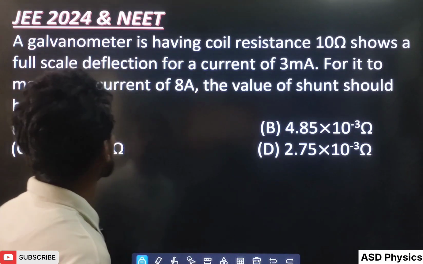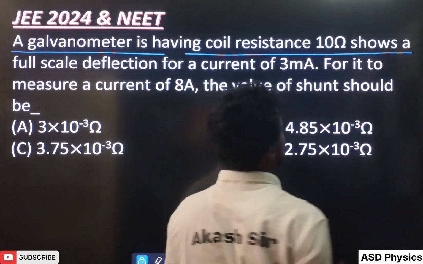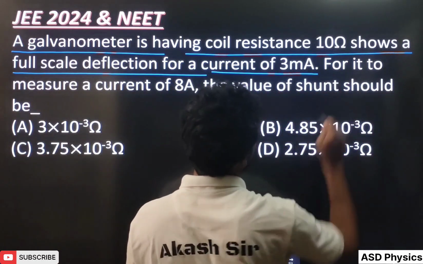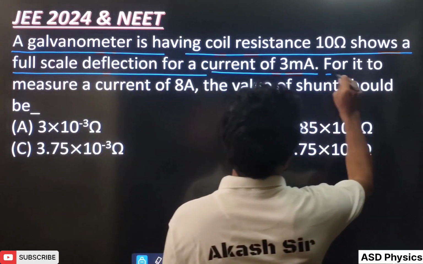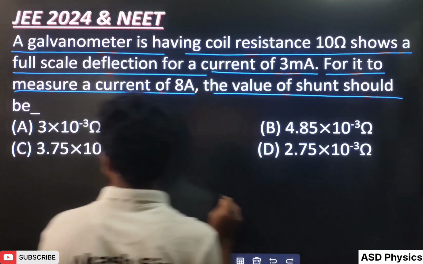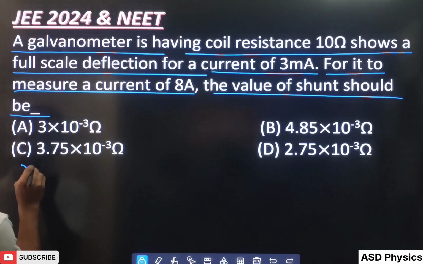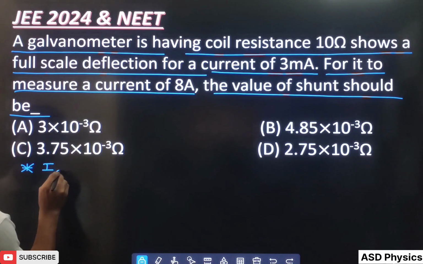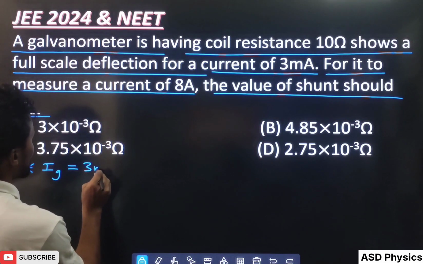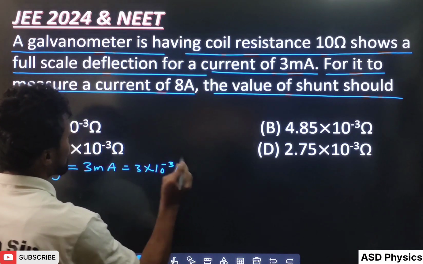Let's start. So here, students, the question is: a galvanometer having coil resistance 10 ohm shows a full scale deflection for a current of 3 milliampere. For it to measure a current of 8 ampere, the value of the shunt should be how much? When we decode the question, the full scale deflection current through the galvanometer is given as 3 milliampere, or 3 into 10 power minus 3 ampere.